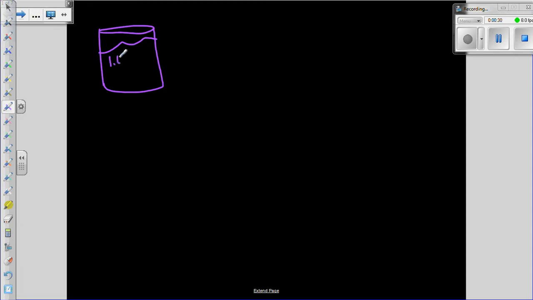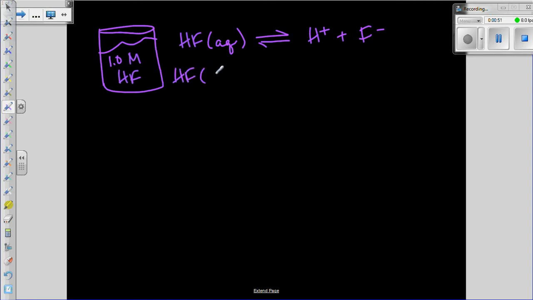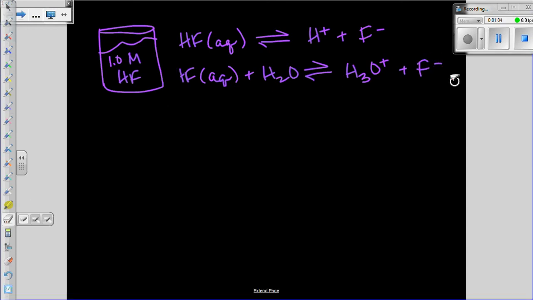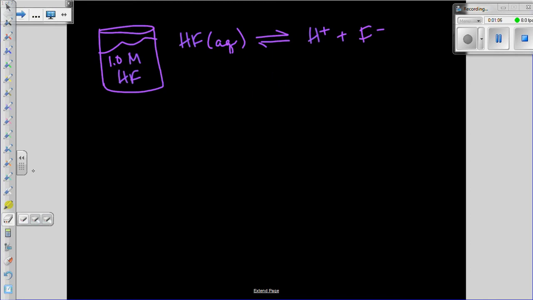So for right now, I want you to think about a solution of, let's say, 1 molar hydrofluoric acid. We know in this solution we have some hydrofluoric acid molecules, and then we also have some hydrogen ions and some fluoride ions. Water's in there as well. I just didn't write it in this equilibrium. I could have written it with water present, and then I would have hydronium ion instead of the hydrogen ion, but I chose not to write it that way. So we're not going to worry about that.